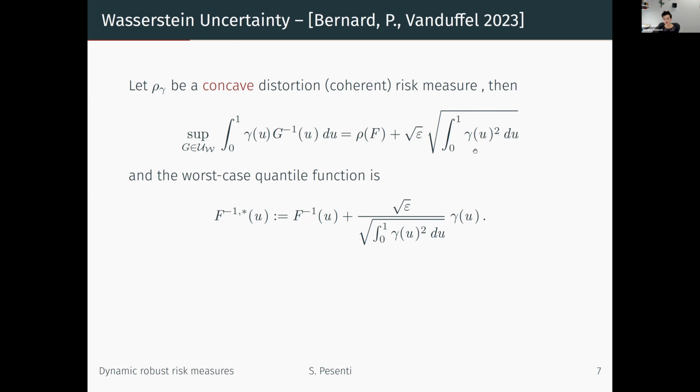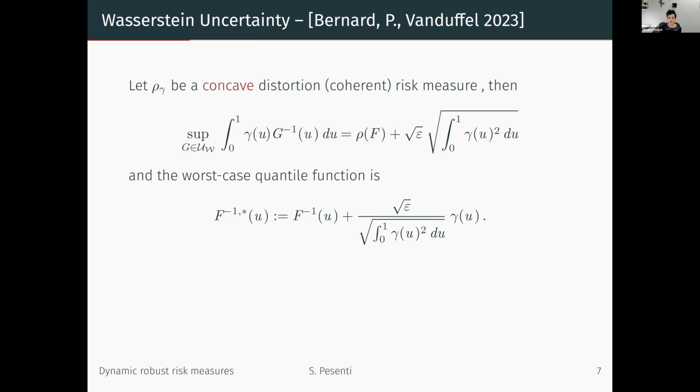So you can fairly nicely calculate that. The worst case is the risk measure of the reference distribution plus your epsilon, which is your tolerance distance, times a factor that depends on the choice of risk measure. And you can also write down the worst case quantile function, which is also quite nice. It's a linear combination of your quantile function and the risk measure. Since by assumption gamma is increasing, this defines a valid quantile function.